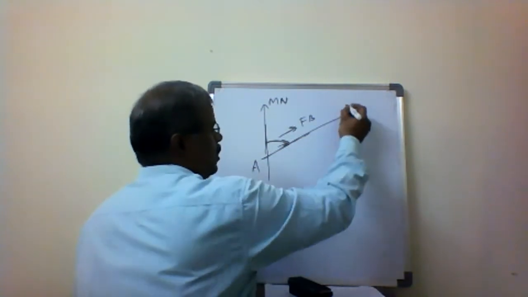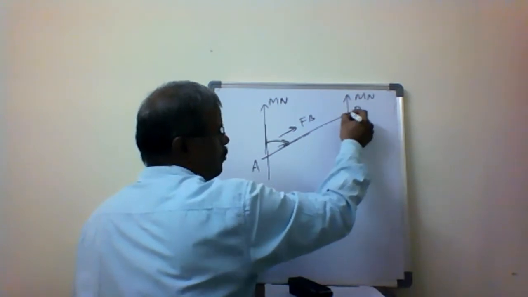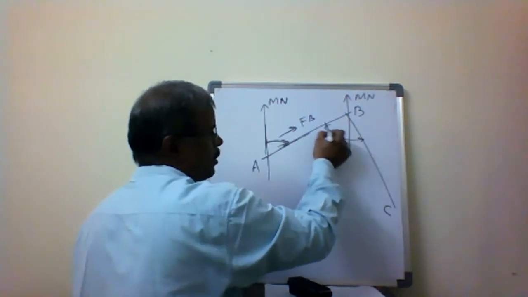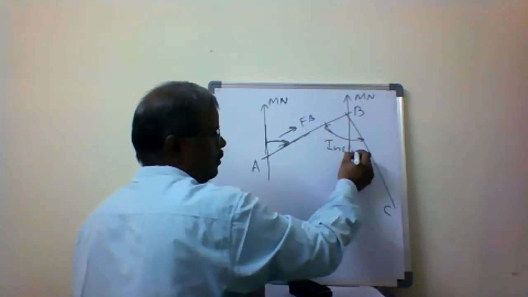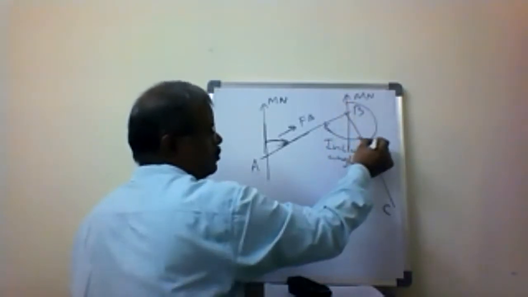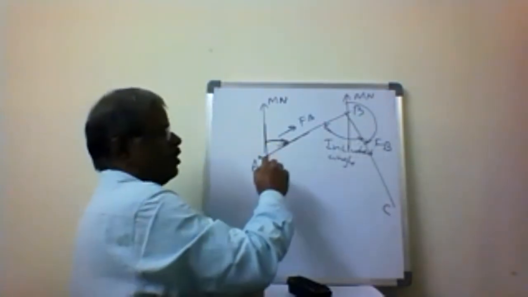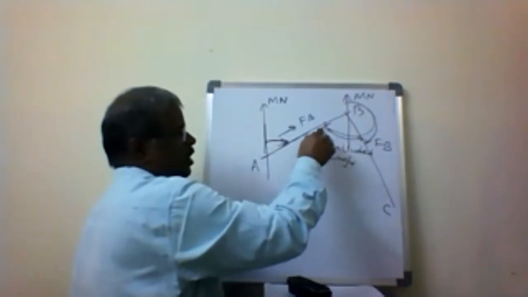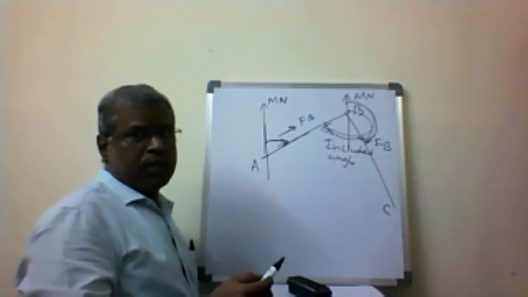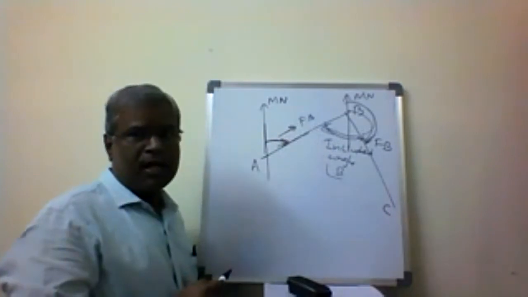Now this is the magnetic north. This is the point B. From the point B, one more line goes to C. So this is the included angle. This is the forward bearing. So the forward bearing of AB, the backward bearing of AB, and the forward bearing of BC. Once you know those, we can calculate this angle, which is going to be called angle B.